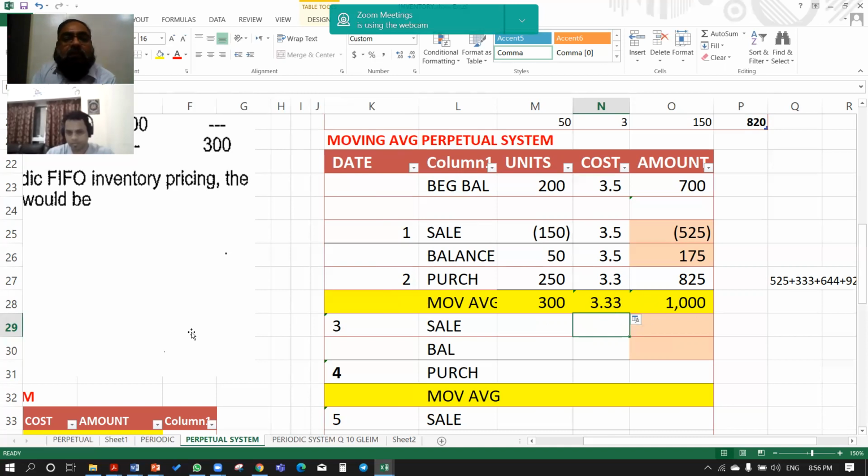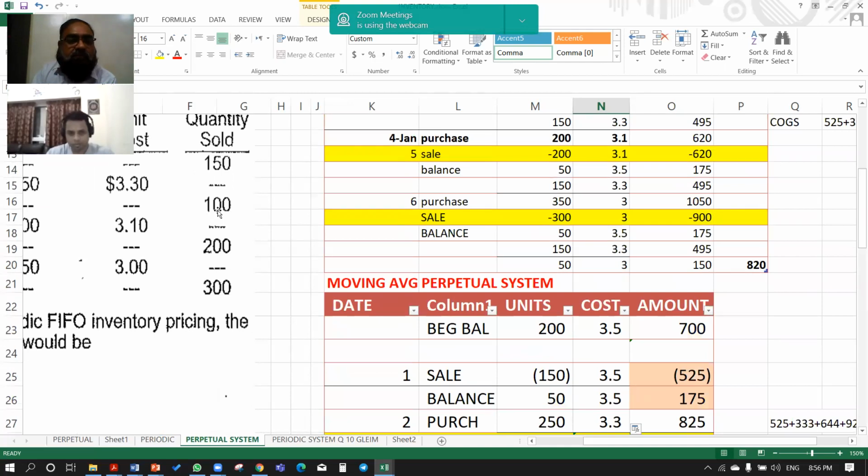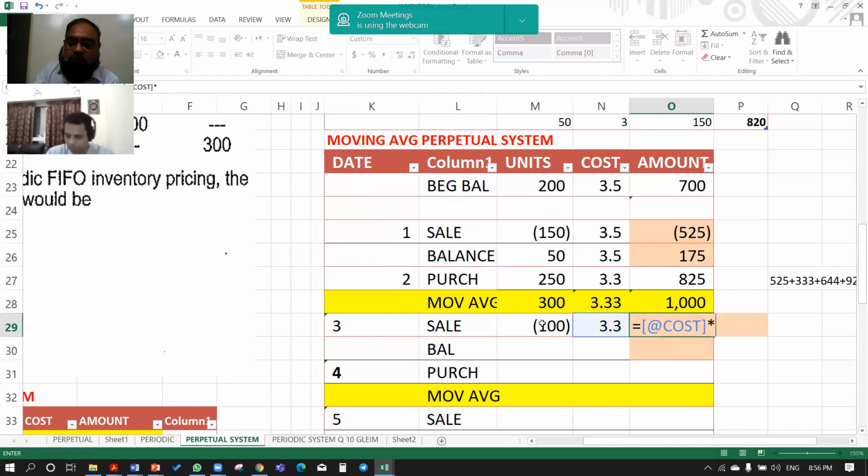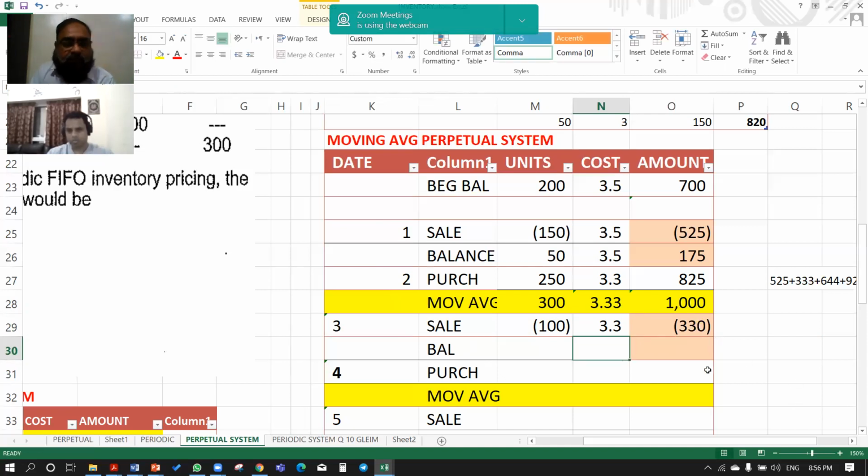We have to sell how many units now? 100, right? 100 units we have to sell. So I will do 100 minus 100 at what rate? 3.33, right? So what amount will become? At the rate 3.33, it will be deducted. Because this is 3.3333 something, let's make it round. Okay, let's make it 330, let's say.